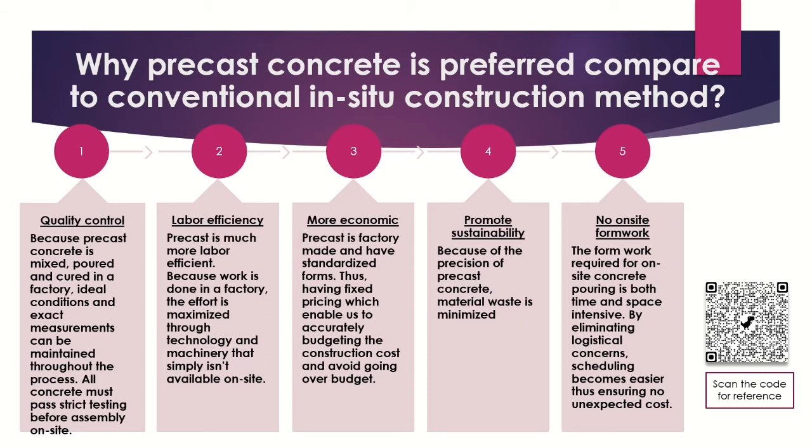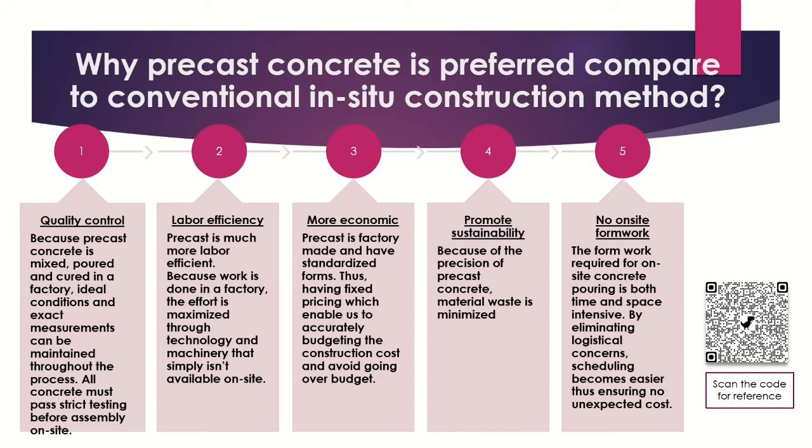The second one is because precast concrete is labor efficient. Precast is much more labor efficient. Because work is done in a factory, the effort is maximized through technology and machinery that simply is not available on site. The third one is because precast concrete is more economic. Precast is factory made and has standardized forms, thus having fixed pricing, which enables us to accurately budget the construction costs and avoid going over budget.